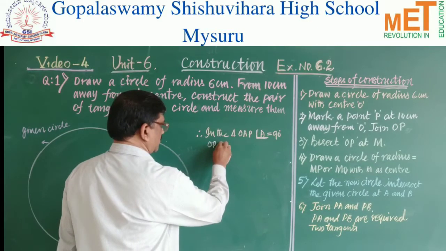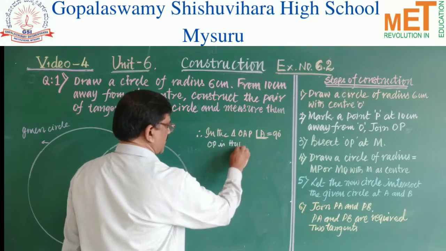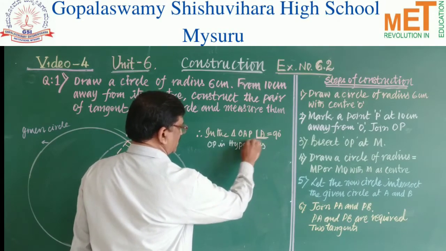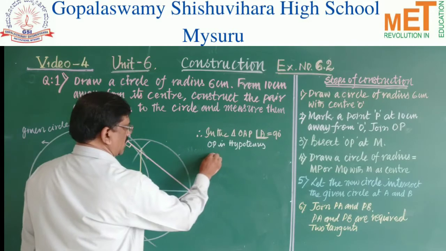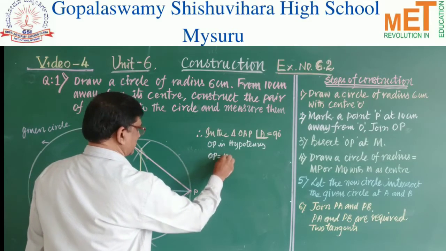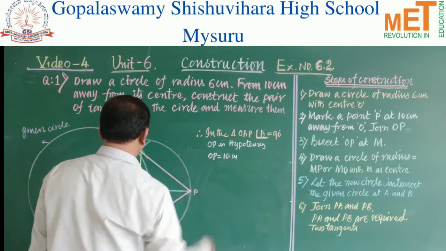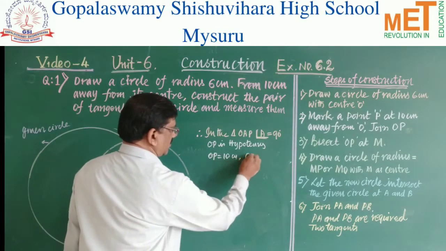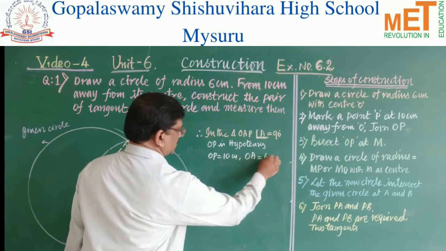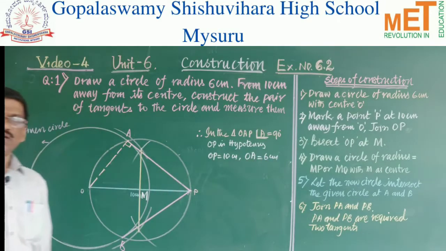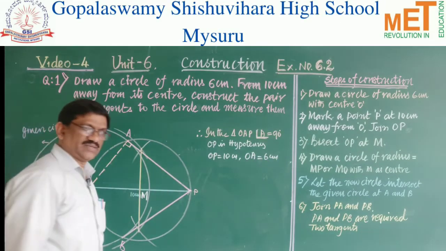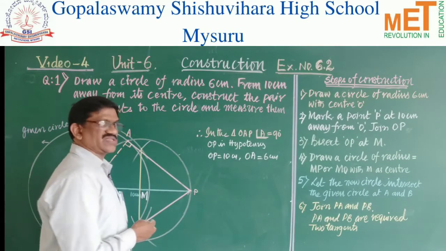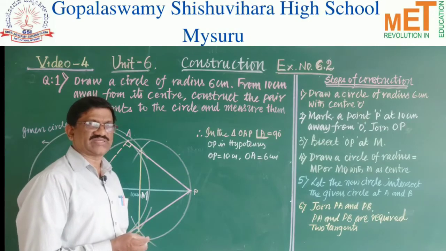OP is the hypotenuse, isn't it? So that means OP is equal to 10 centimeter. And OA is equal to the radius. We know that it is equal to 6 centimeter. Now we can apply Pythagoras theorem. What does it say? The square on the hypotenuse is equal to the sum of the squares of the other two sides.